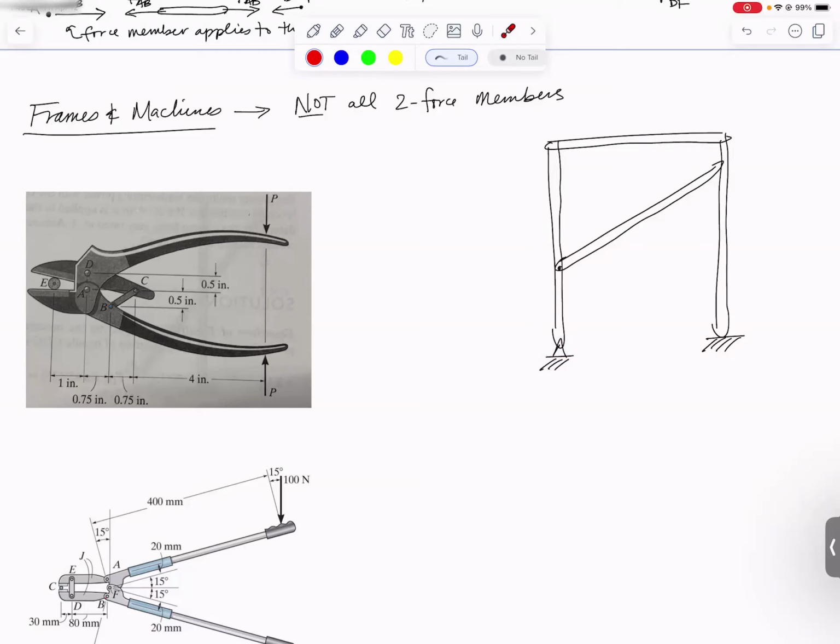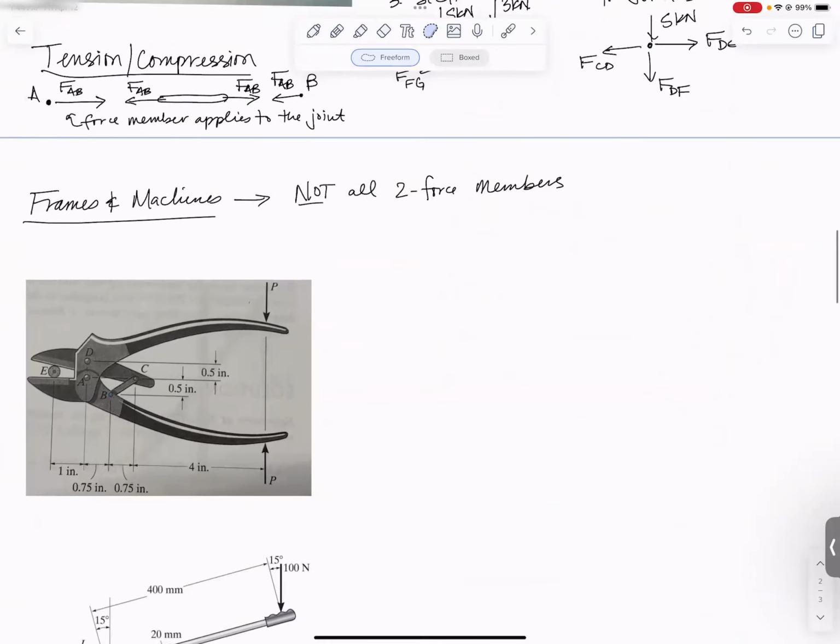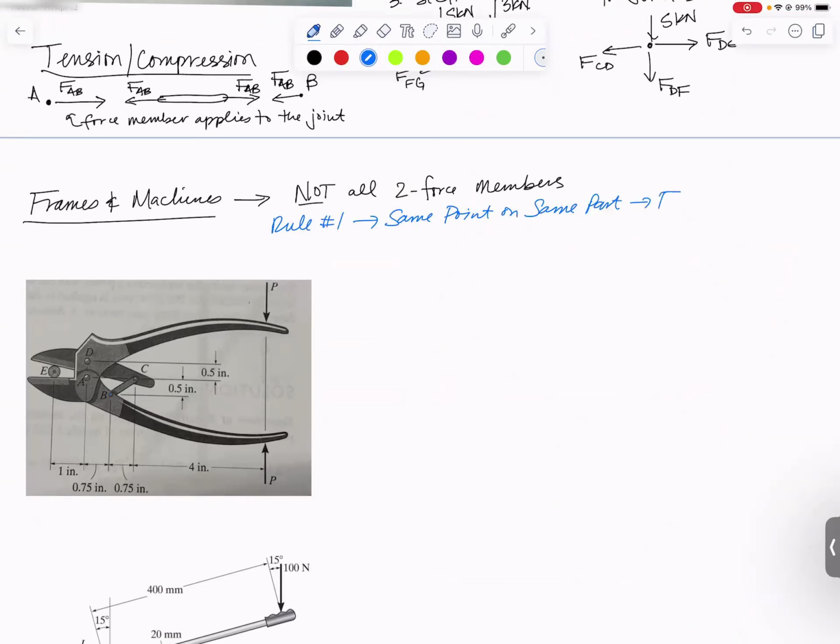But at some point with these, you are going to need to draw separate free body diagrams. So I had a couple of rules to remind you about with drawing frames and machines. Rule number 1, same point on the same part, forces in the same direction. Rule number 2, if it is the same point on a different part, forces must be equal and opposite.